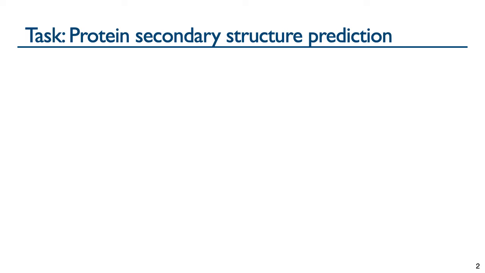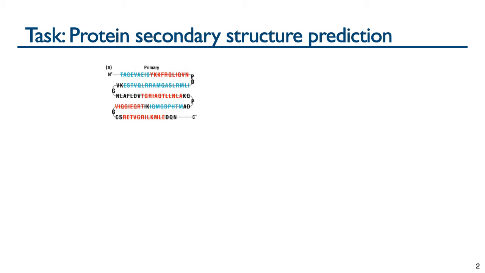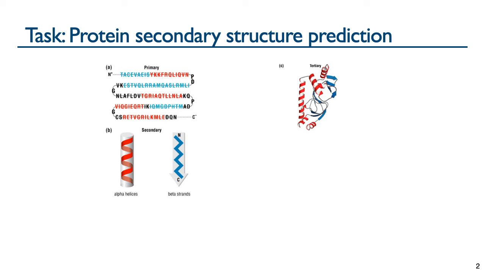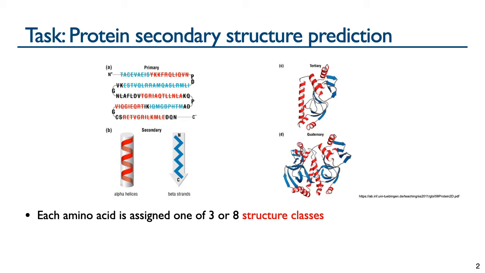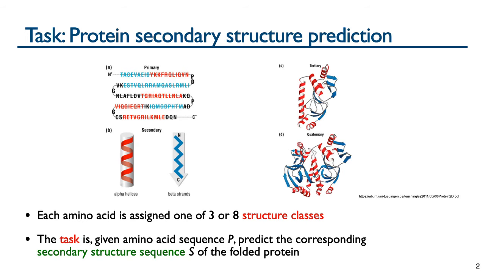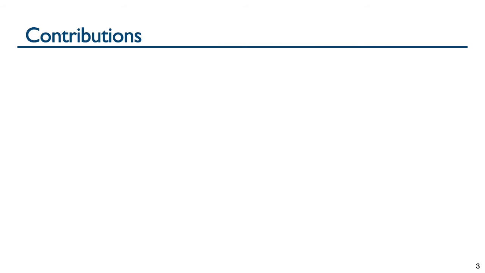Protein secondary structure prediction is a classic problem in bioinformatics. Proteins have four levels of structure: the primary amino acid sequence, the local and discrete secondary structure, the global tertiary structure, and the quaternary structure, or how protein modules interact. For secondary structure, given an amino acid sequence, each amino acid is assigned one of 3 or 8 secondary structure classes, depending on the model. The task is, given amino acid sequence P, predict the corresponding secondary structure sequence S of the folded protein.